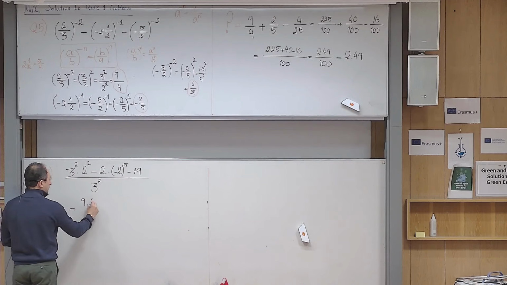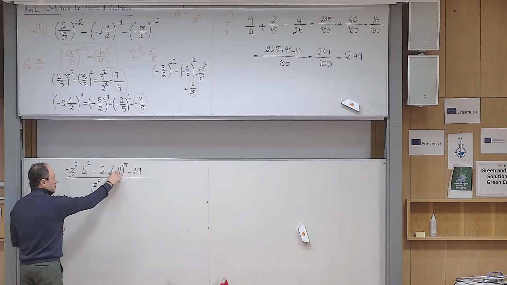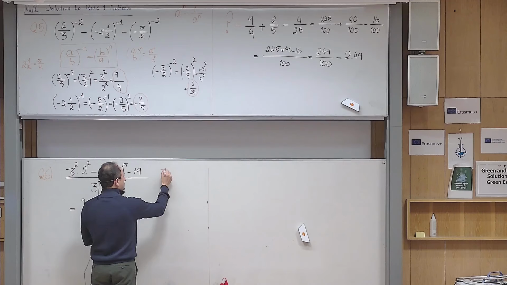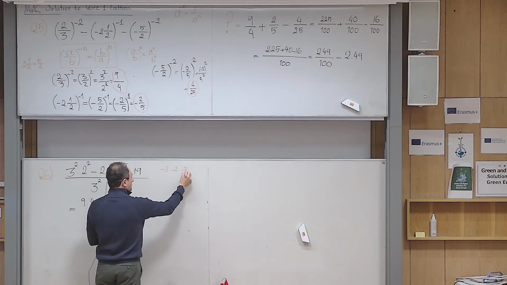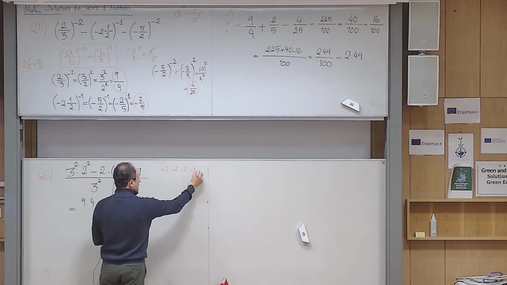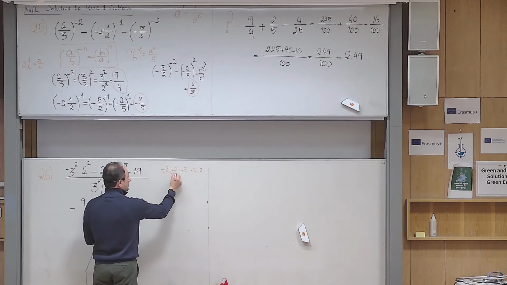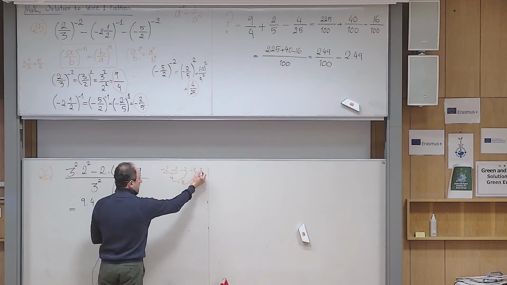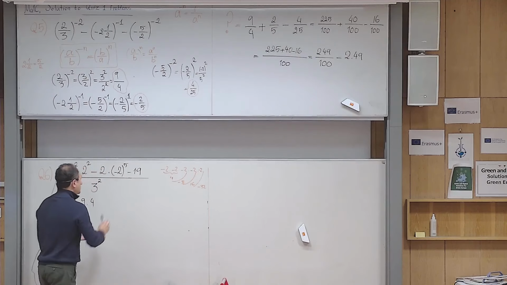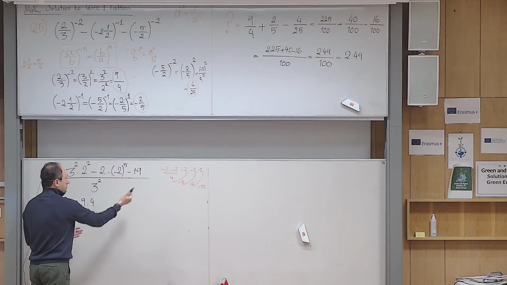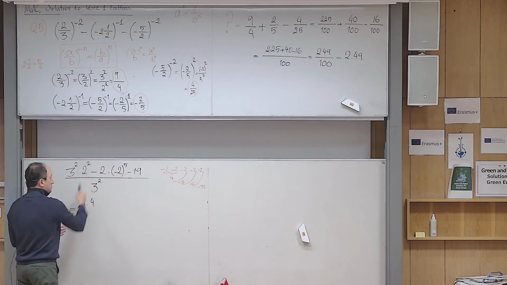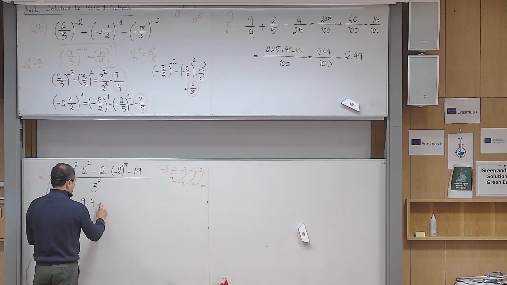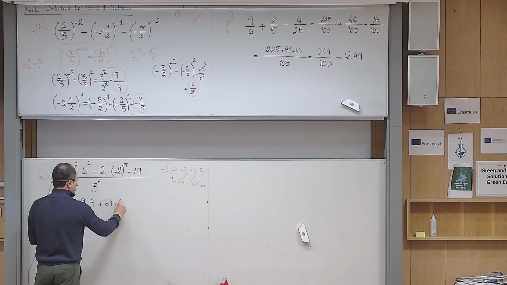So 9 times 4. But what is this one? Minus 2 to power 5 means minus 2 times minus 2 times minus 2, 3 times minus 2, 4 times minus 2. Minus 2 times minus 2 is positive 4. Positive 4 times minus 2 is negative 8. Negative 8 times negative 2 is positive 16. Oh, sorry, I missed the minus sign there. This one becomes minus 32. So this number that you see here is minus 32, but minus 32 times minus 2 becomes what? Plus 64. And then I have minus 19.